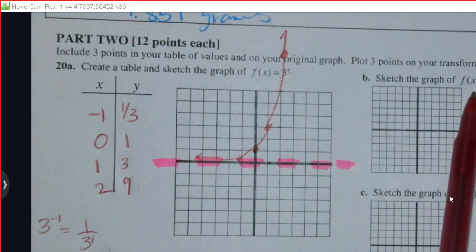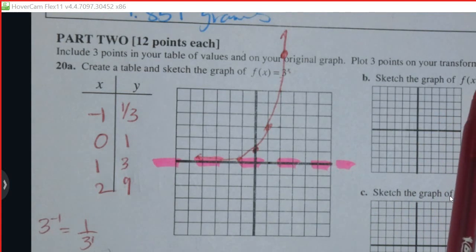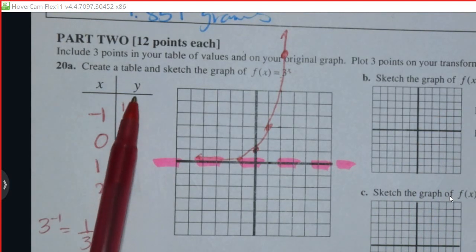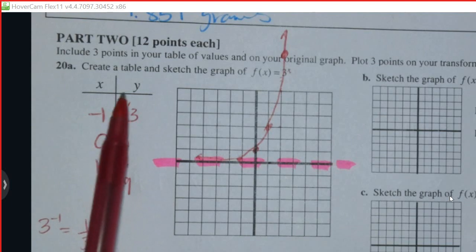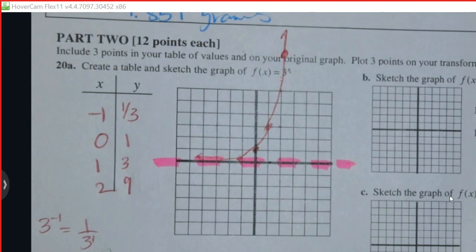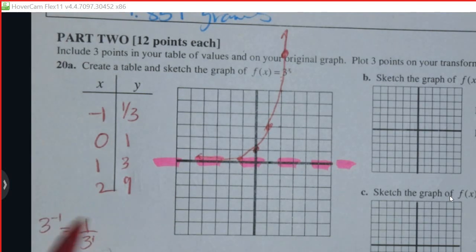If we ever have a negative sign in front, just know that we're going to come over here to the parent function and we're going to multiply that negative or that value times the y values. If we have a negative sign in front of the x in the exponent position, we're going to take that times the x values as we try to translate this. So let's start with the first one.